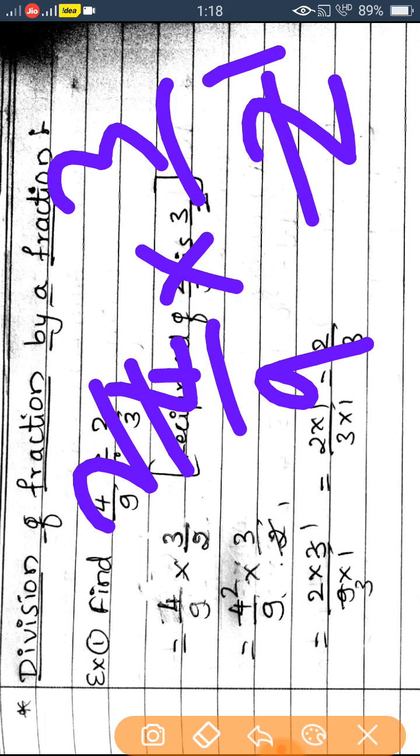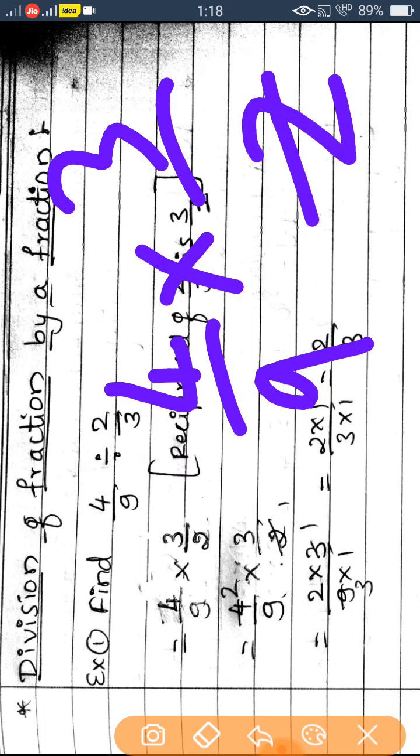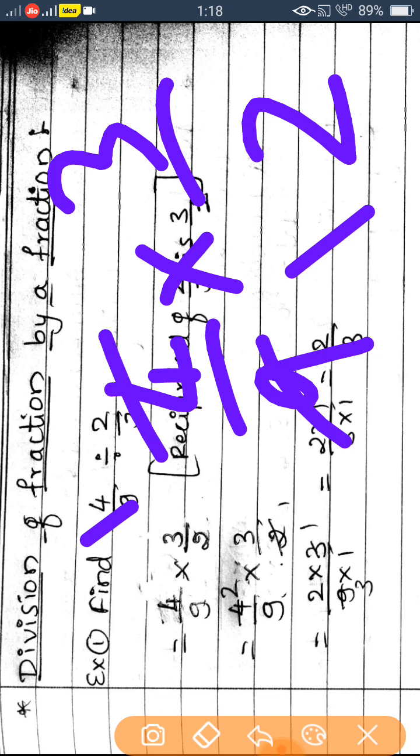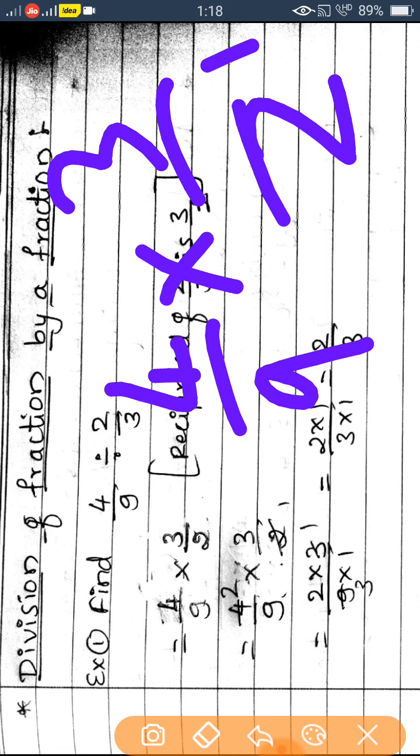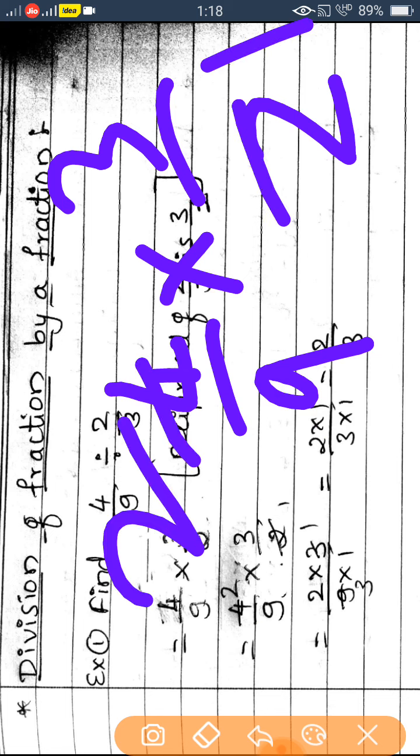See, some students make a mistake here. I'll show how. Instead of using 2 only, they take 4 ones are 4, 9 ones are 9, and cancel like this. It is a wrong method. If you are going to cancel numerator and denominator, you must cancel by the same number. Here I am cancelling by 2 only.